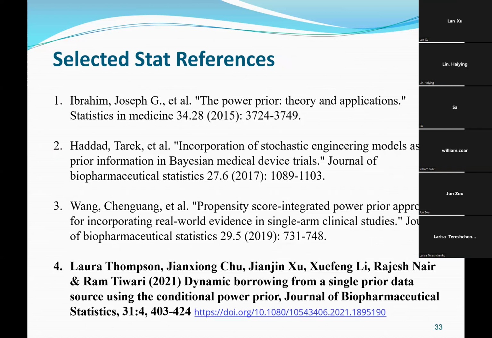So here's a couple of references. Our paper was published in 2021, so hopefully you have time to read the paper. If you have any more questions, just reach out to Laura and myself. We will be able to address any questions you may have. Next slide, please.